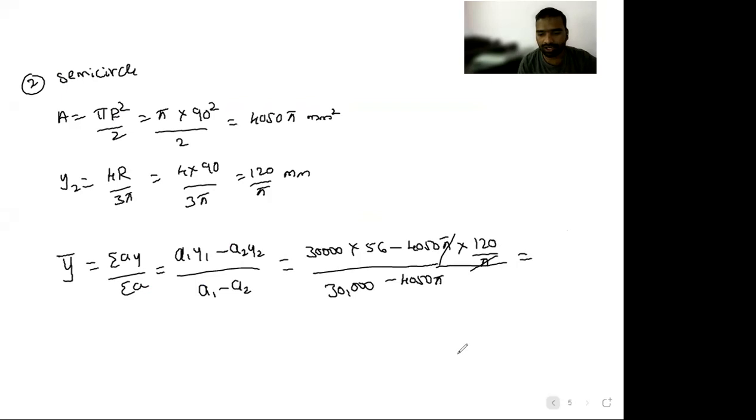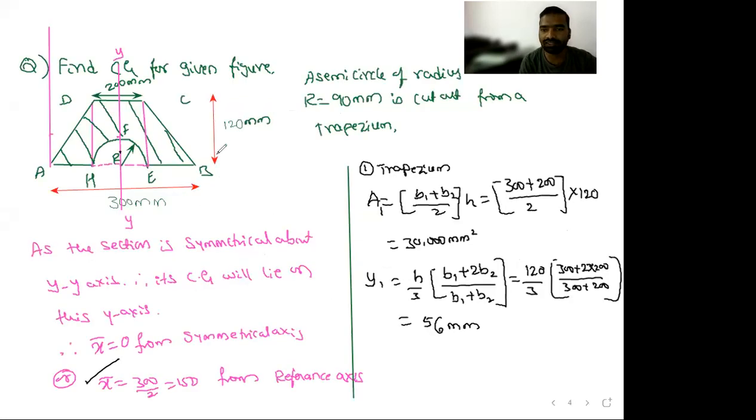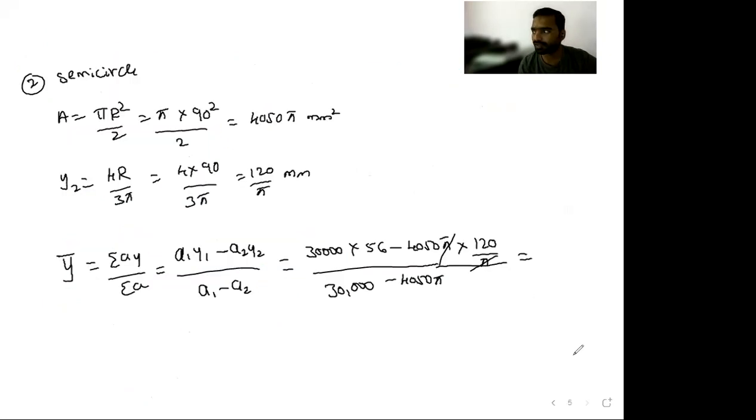See, what is the total height of the trapezium? It is 120. Your y bar should be less than 120, right? Yes. Calculate. So how to do it? How do we do it in the calculator? Open a bracket, close the bracket, then divided by, again open the bracket and close the bracket.